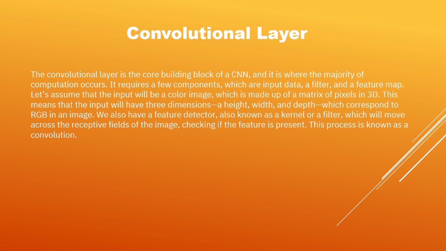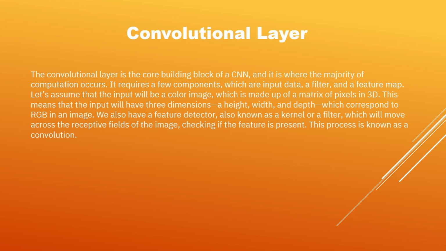In the convolutional block, we have what you call the convolutional layer. The convolutional layer is the building block of any convolutional neural network. It is where most of the computation occurs. Inside there are components: we have the input data, which is our image, we have a filter, and we also have a feature map.